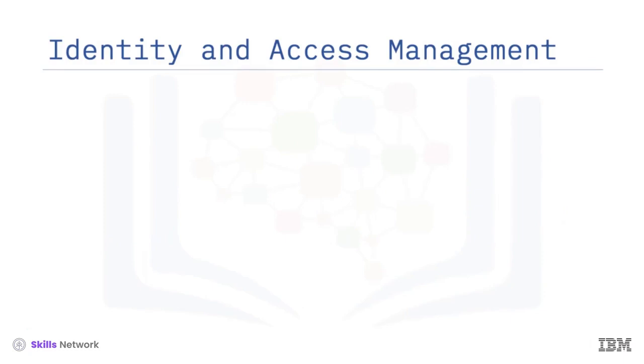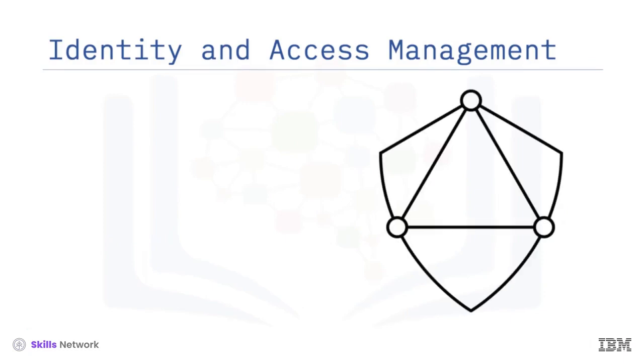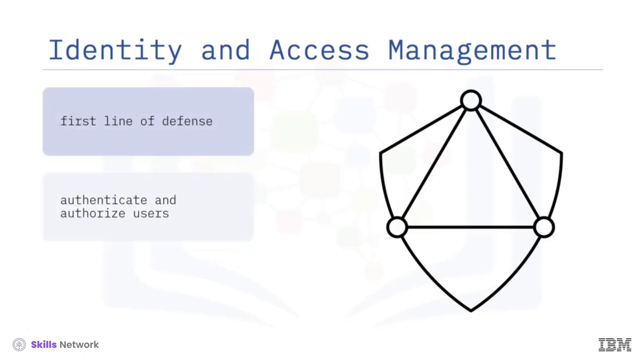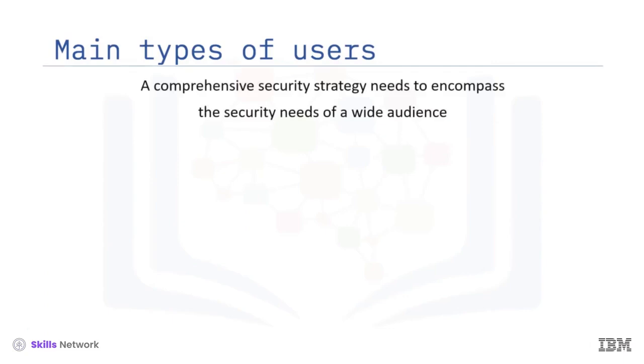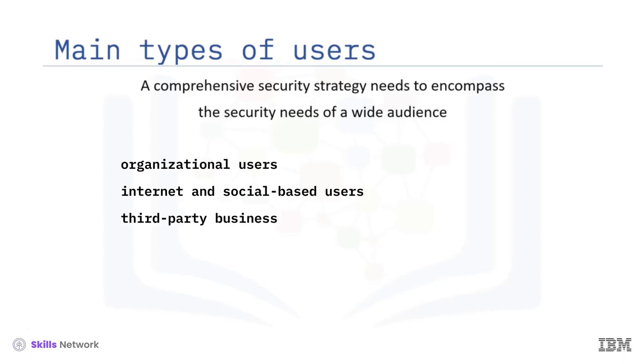In this video, we will look at how identity and access management, also known as access control, works as the first line of defense, allowing you to authenticate and authorize users and provide user-specific access to cloud resources, services, and applications. A comprehensive security strategy needs to encompass the security needs of a wide audience, including organizational users, internet and social-based users, third-party business partner organizations, and vendors.